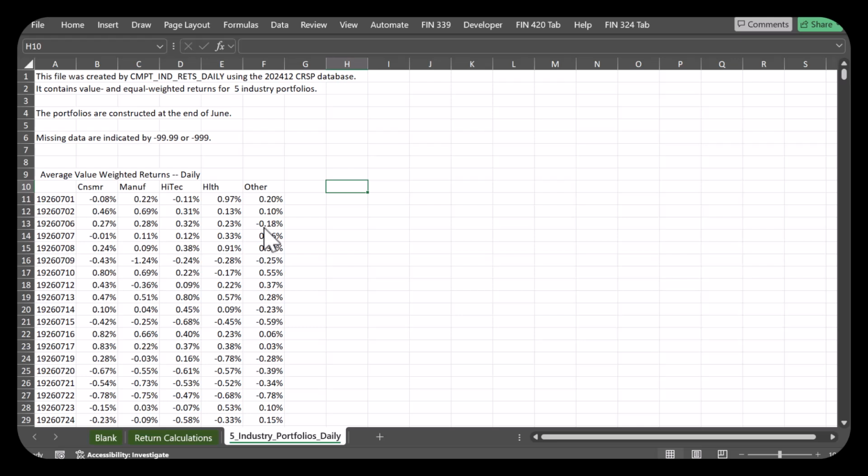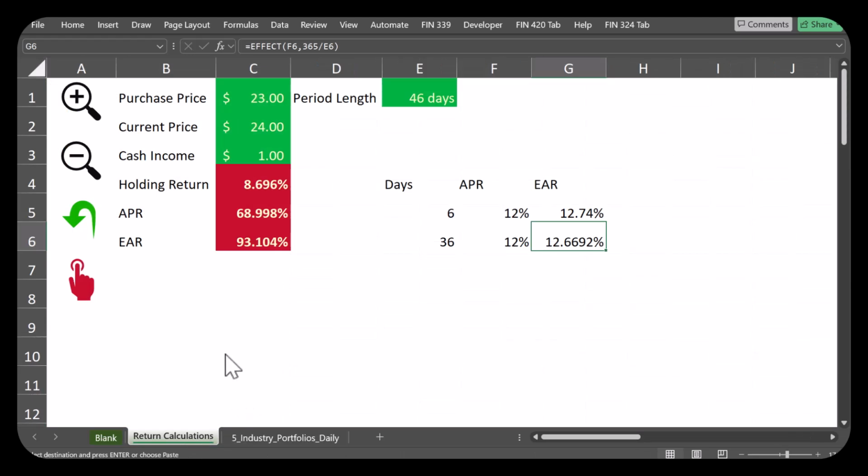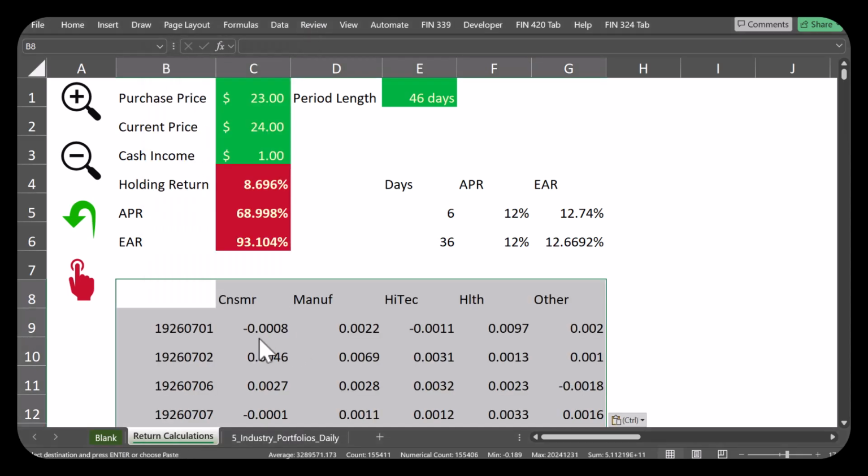Now I'm gonna copy these into this sheet. Let's put them here. Values. Well, I'm gonna make them have a little light background.